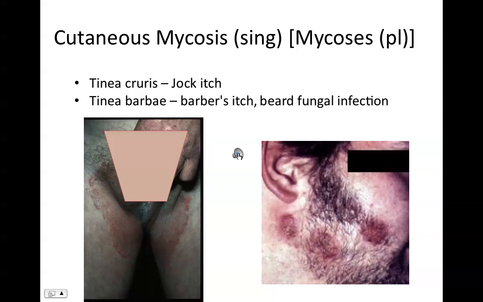Now, other kinds of tinea, if we have jock itch, that's tinea cruris. If we have a fungal infection of the beard due to a dermatophyte, we would call that tinea barbae. In any case, it's much better to chart on the patient's chart that they have a tinea rather than use the common descriptive like athlete's foot or jock itch.